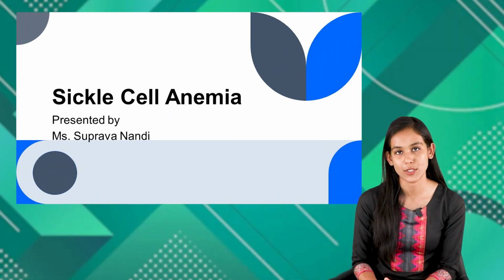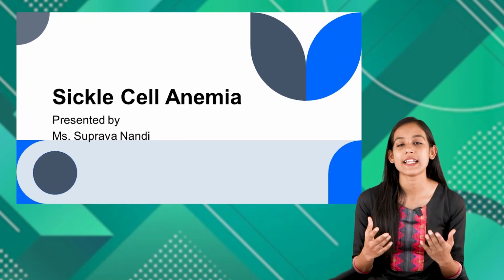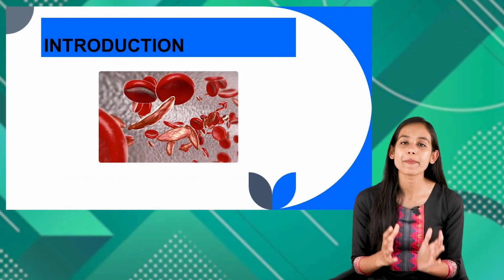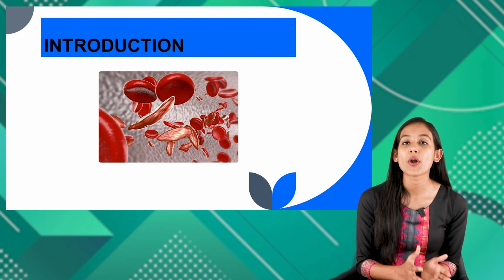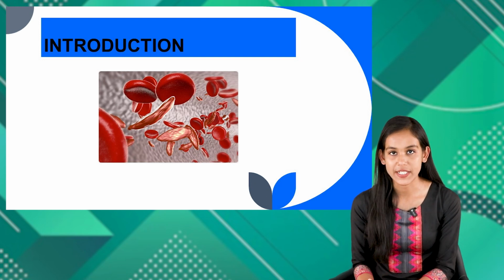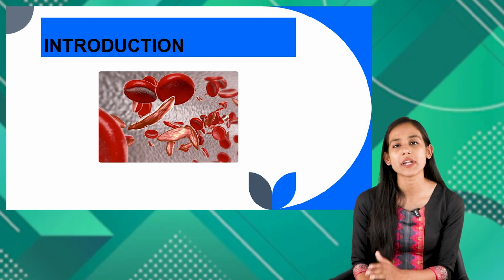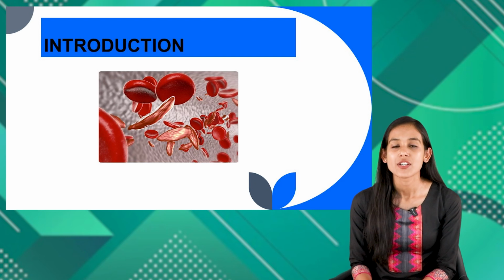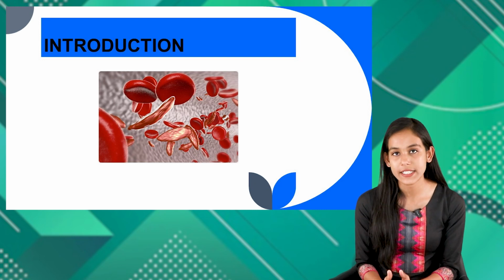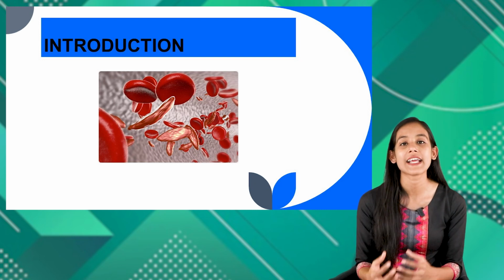In today's session, we will be dealing with a hemolytic disorder, which is sickle cell anemia. What basically happens in sickle cell anemia is that there would be abnormal hemoglobin on the RBC. What we mean by abnormal hemoglobin, we would learn in the later slides. So basically, this is a genetic disorder. That means it is inherited.